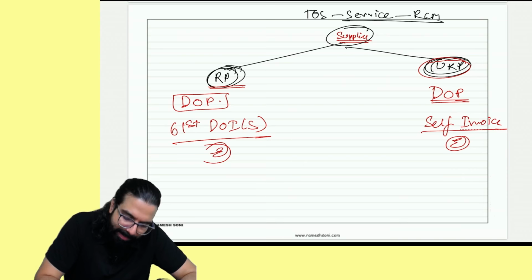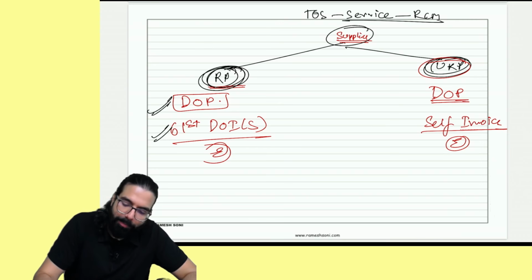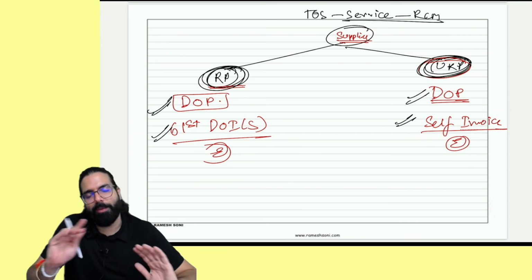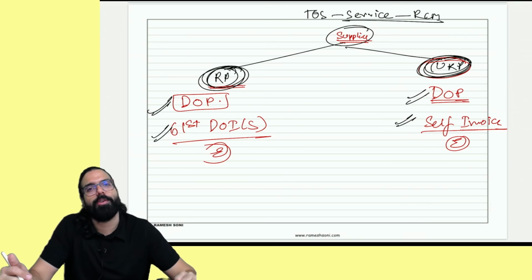Sir, if your supplier is registered, he will give you the invoice. So the date is the day you made the payment to him, or the 61st day from the invoice, whichever is earlier. For an unregistered supplier, the recipient will raise the self-invoice, and the self-invoice date, whichever is earlier. That's all they have gone ahead and told.